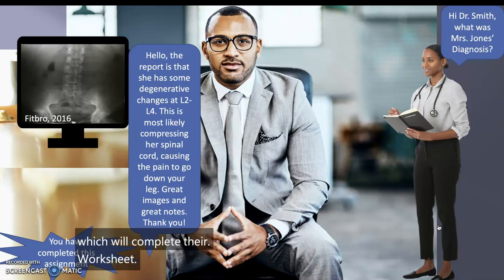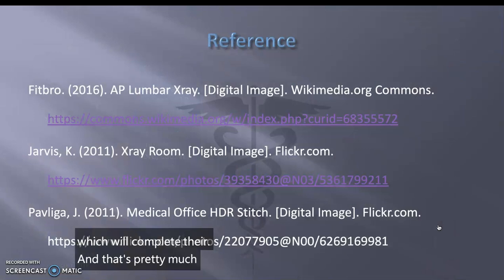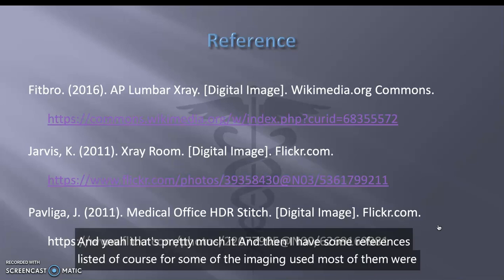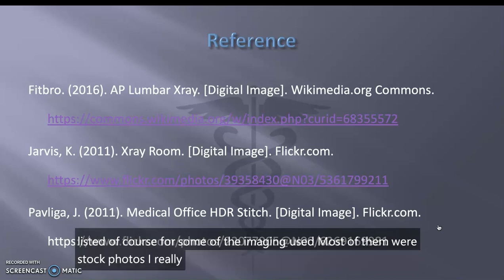And yeah, that's pretty much it. And then I have some references listed, of course, for some of the imaging used. Most of them were stock photos. I really did enjoy this assignment.